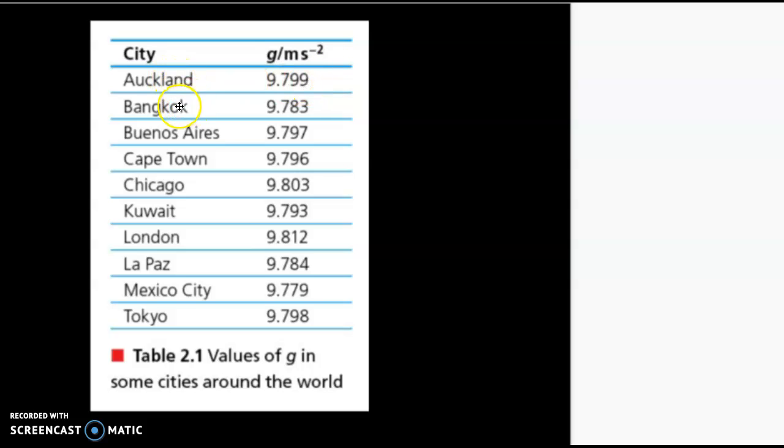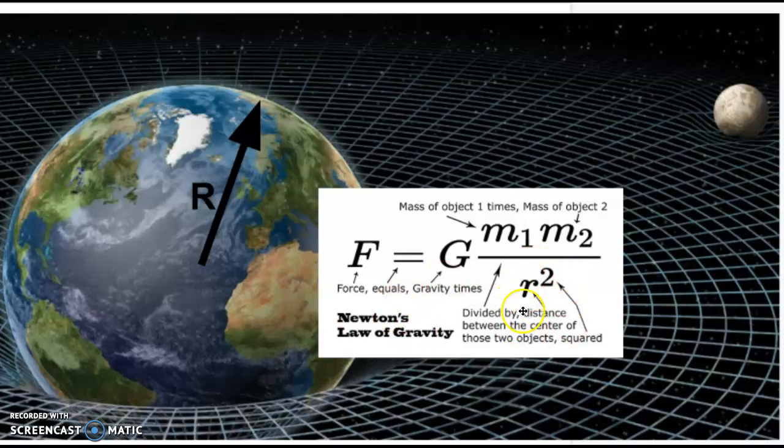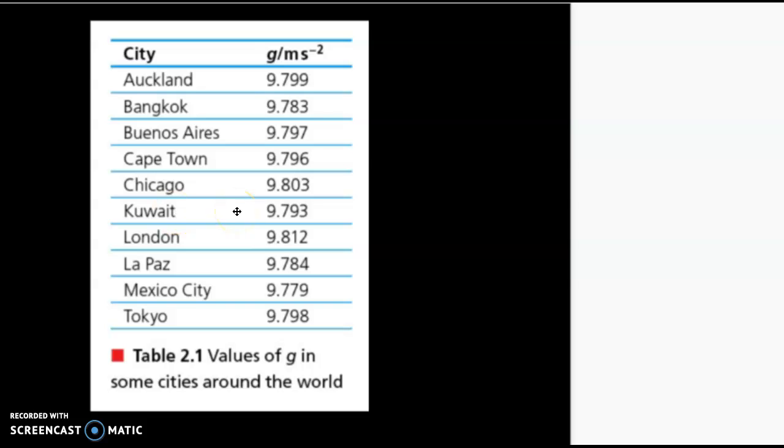If you go to Auckland, Bangkok, Buenos Aires, etc., all of these values adjust slightly to the fact that the height, this bit here, the distance to the center of the Earth, is slightly different. If you climb a mountain, you're going to have a different value of G than if you go to the bottom of an ocean. So there is some considerable variety in values.